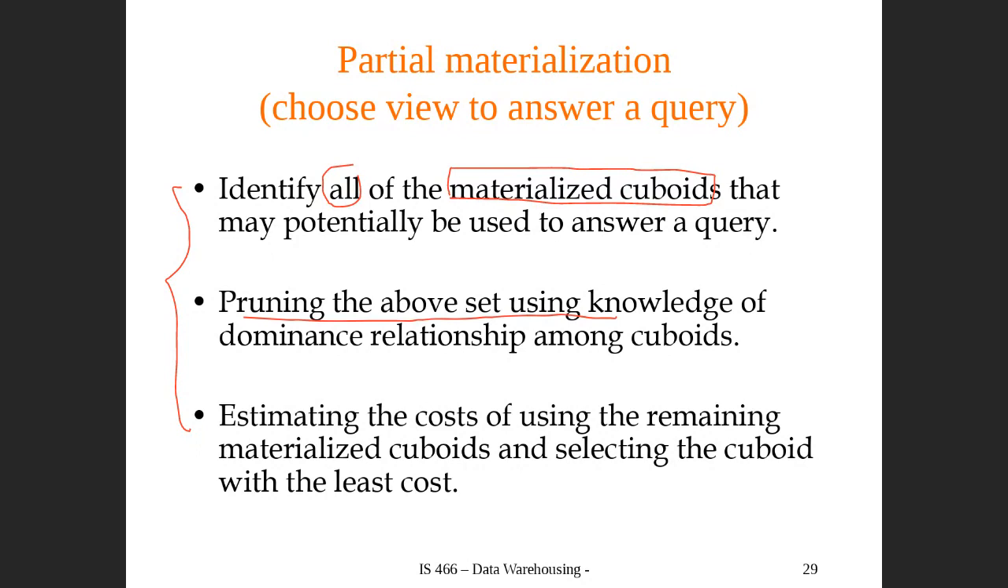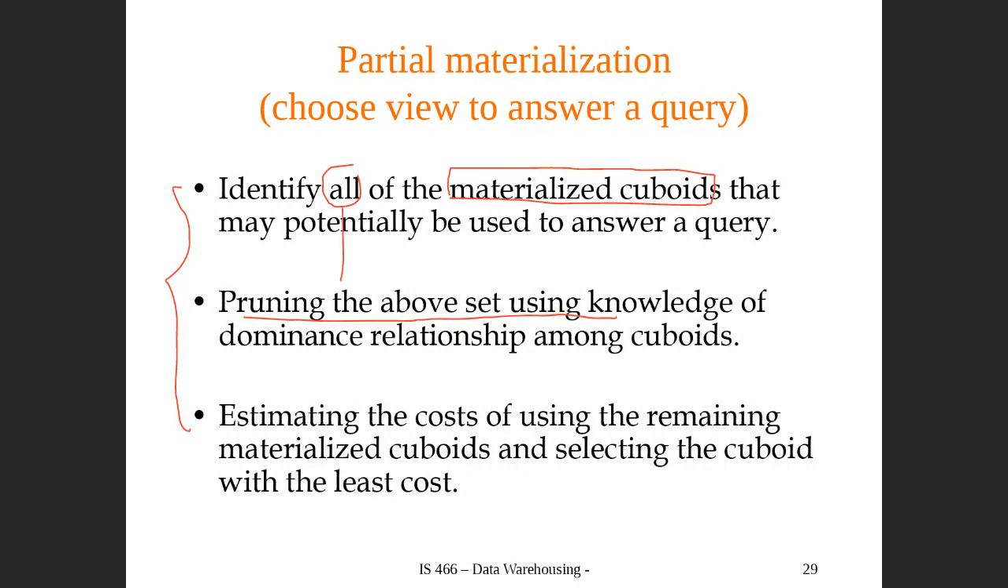Prune the above set. It means we have all the materialized cubes and we will cut some of them. To decide which cubes are to be removed or trimmed, some knowledge will be required: knowledge of the dominance relationship among the cubes. Based on the relationship between the cubes, we can cut them. The influential ones will be used, and the uninfluential ones will be ignored.